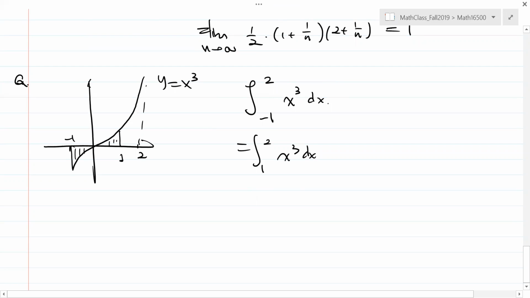All right. So now, according to the Riemann theorem, this is going to be the limit as n approaches infinity, sigma i from 1 to n. Okay, and here xi cubed delta x.